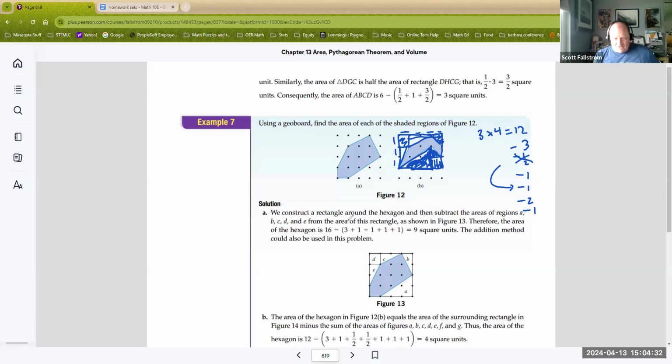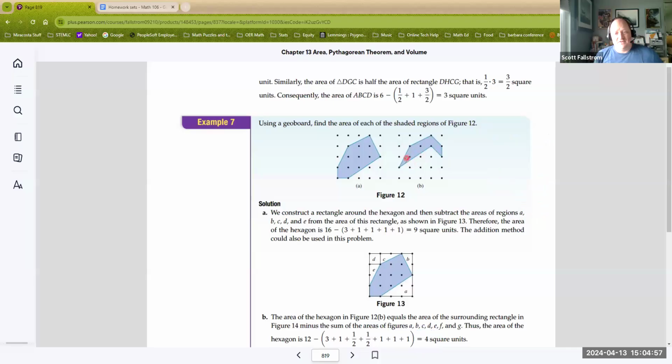So that's the idea of kind of taking away all the pieces that I can actually see. And as I take a look at it, this one would be 12. I got a 3, I got a half, I got another half. So 3, 4, 5, 6, 7, 8. So I take away 8 from 12, and it leaves me with 4 square units. And that's kind of the way that you can use the rectangle approach.